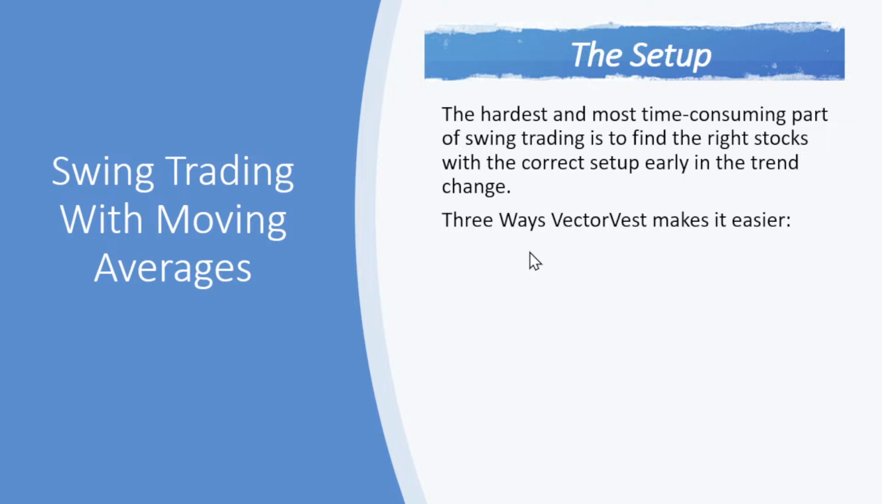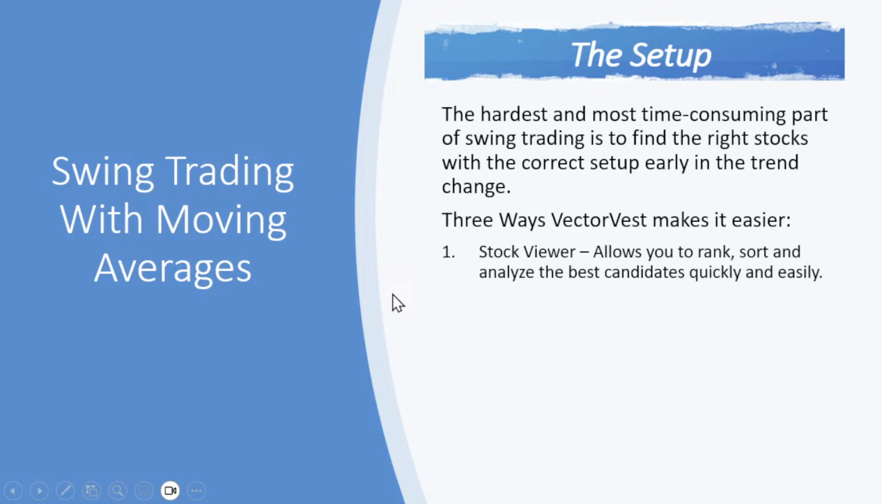Finding these setups, like you just saw, can be time consuming unless you have the tools within VectorVest. So here's how simple the process is. There's a few different ways. Stock viewer ranks and sorts the top candidates really fast. Open up the stock viewer, you can sort in a couple of different ways: VST, RS, CI. A combination of those three, or just individually. That's how I would use the stock viewer for this strategy.